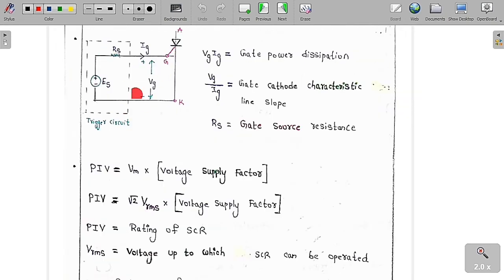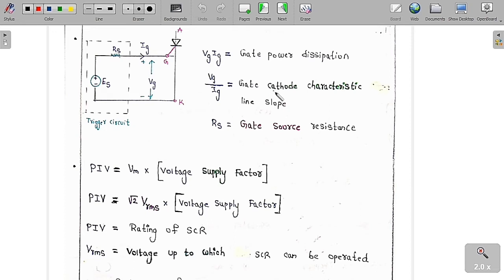You can see this circuit clearly. With the help of this circuit, we are going to trigger this thyristor. This is the anode, cathode and gate. For the gate, we give some DC voltage ES with resistor RS. This is called the trigger circuit, used to give the gate supply. This is the IG current and this is VG. The product of VG and IG is called the gate power dissipation.